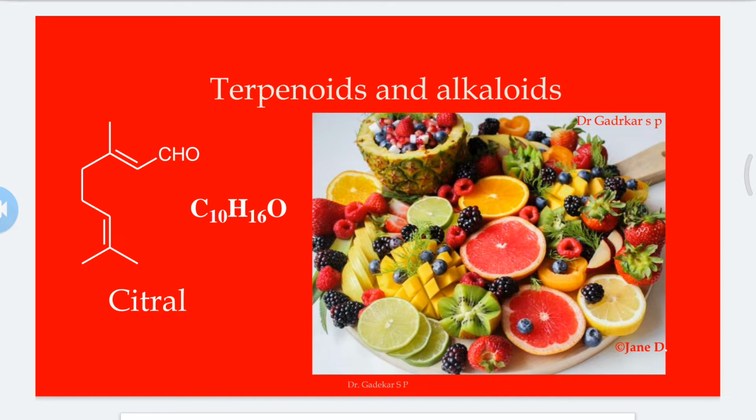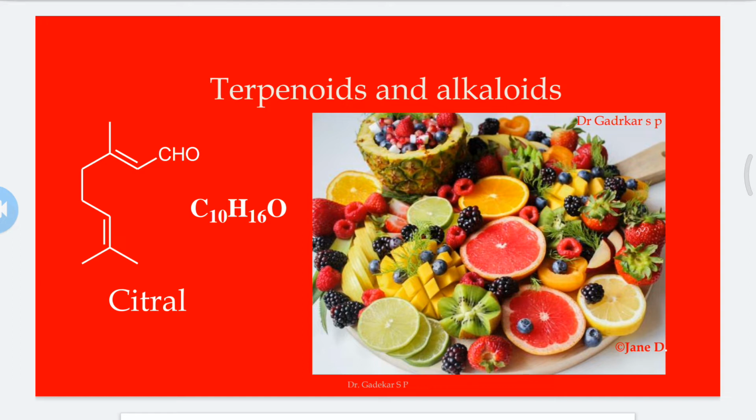Then we also discussed the isoprene rule. This isoprene unit is C5H8 or 2-methyl 1,3-butadiene. Head and tail combine to form a polymeric chain, and this is nothing but a terpenoid.